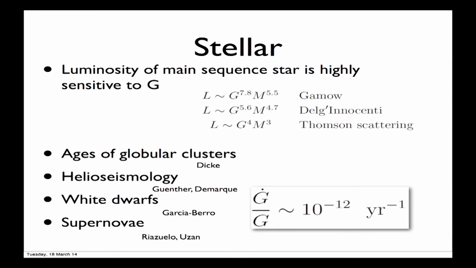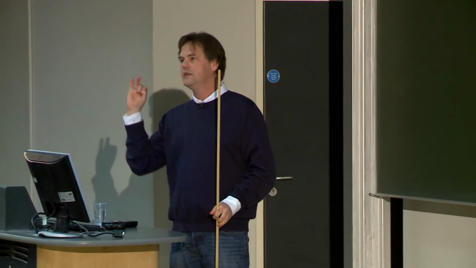You have stars, of course, and the way that stars shine and pump out light is going to depend on the value of Newton's constant. The ages of globular clusters. Anyway, there's a list of things there that I could go into, and you always end up with constraints of order 10 to the minus 11, 10 to the minus 12. So the number to take away is 10 to the minus 12. That's the number, and whatever you do, you can't beat that at the moment.